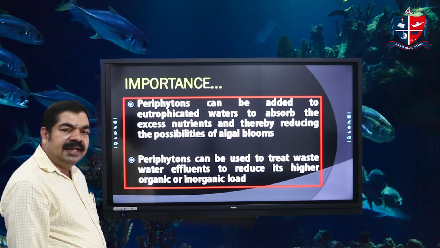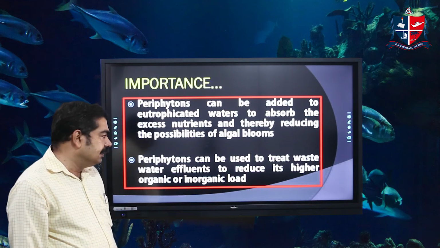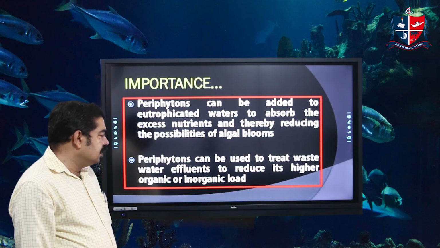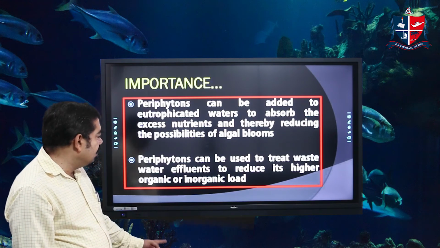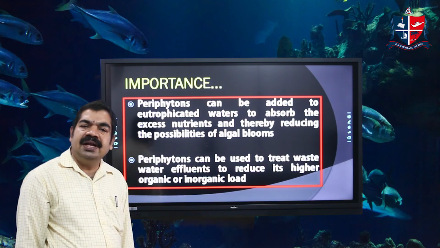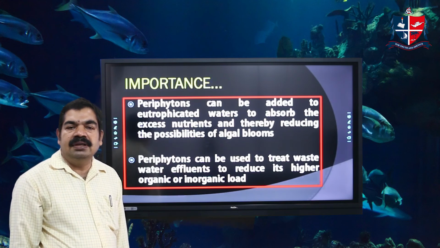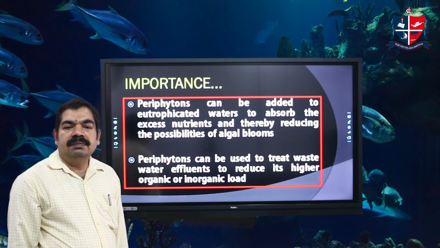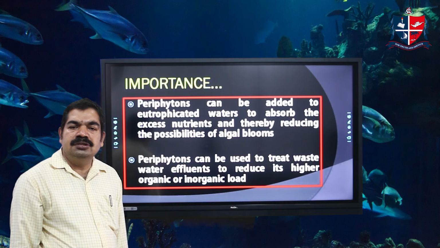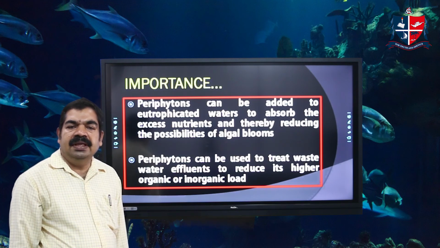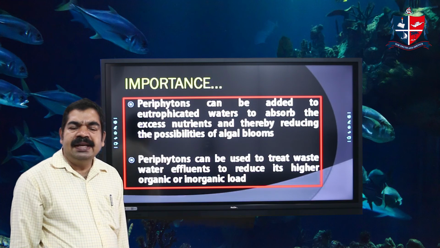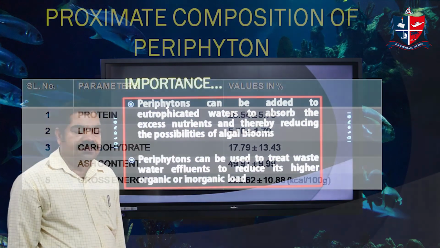Now, going to the next advantage, periphyton can be used to treat wastewater effluents to reduce their higher organic or inorganic load. So this is one additional advantage of periphyton. It can be used to treat the wastewater effluents, and we will get pure water after treating with periphytons. This is due to the capacity of periphytons to absorb excess nutrients from the water body. So periphyton can also be used in effluent treatment mechanisms.